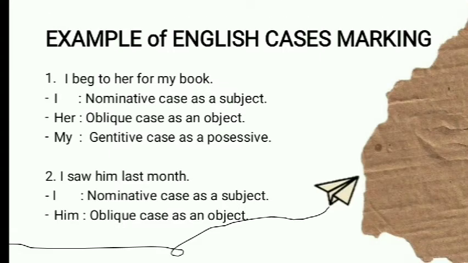Examples of English case marking. Number 1. I beg her for my book. I is nominative case as a subject. Her is oblique case as an object. And my is genitive case as a possessive. Number 2. I saw him last month. Here, I is nominative case as a subject. Him is oblique case as an object.